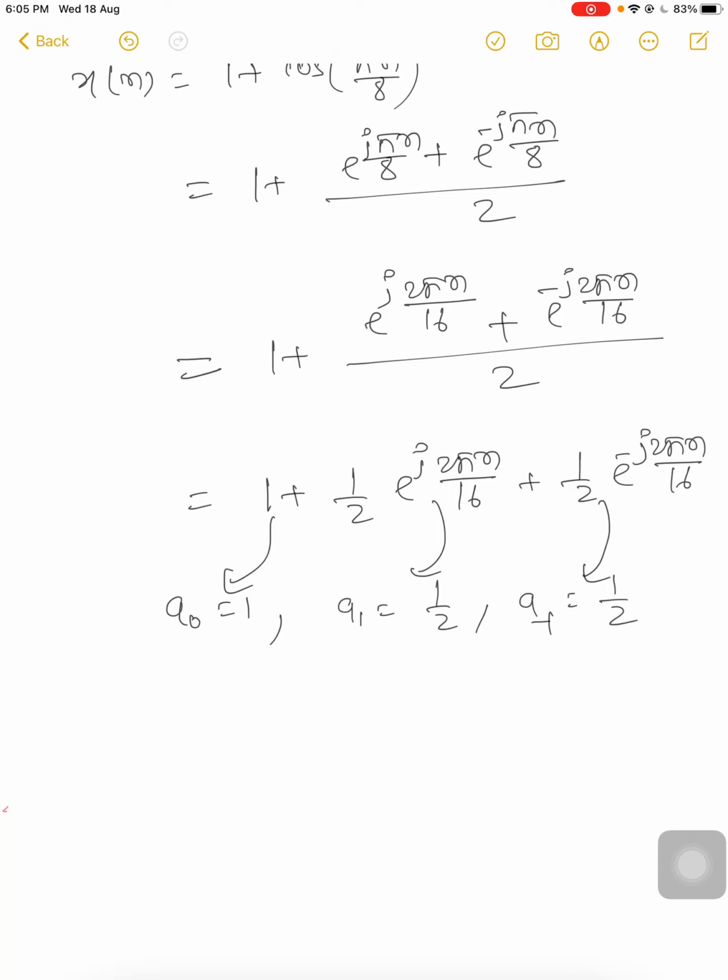Okay, now we have to find out a31. a31 means 15 plus 15 plus 1. a31 is equal to nothing but a15, and nothing but a minus 1, equal to half will be the answer, because it is periodic with 16 terms. Okay, so it will repeat this way.